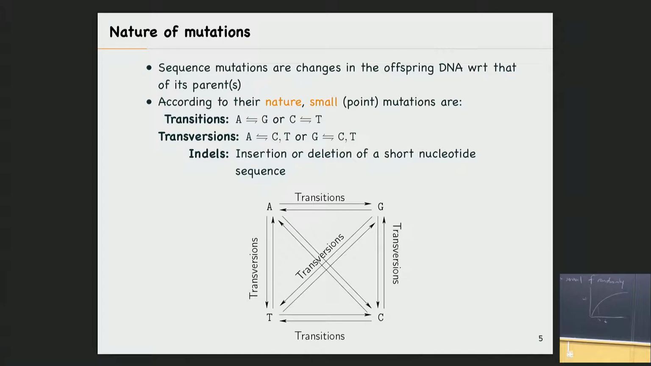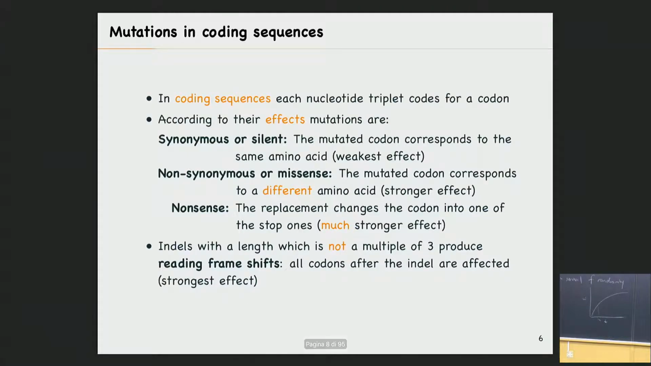So we have this scheme, and in this case we have transitions here, transitions here. All these other changes here are called transversions. Okay, now this is about the nature of the mutation. What is the effect of mutation?